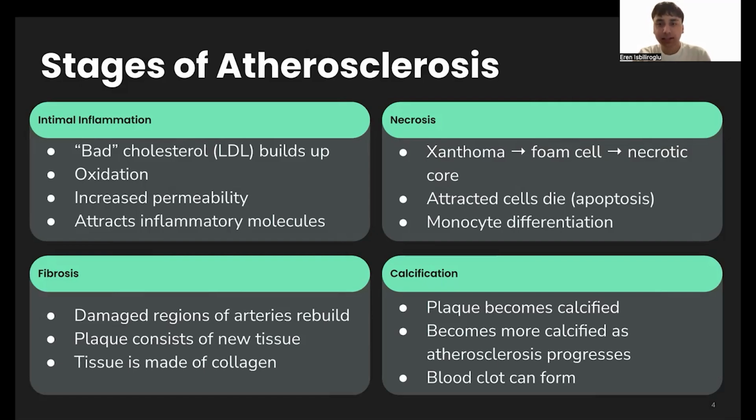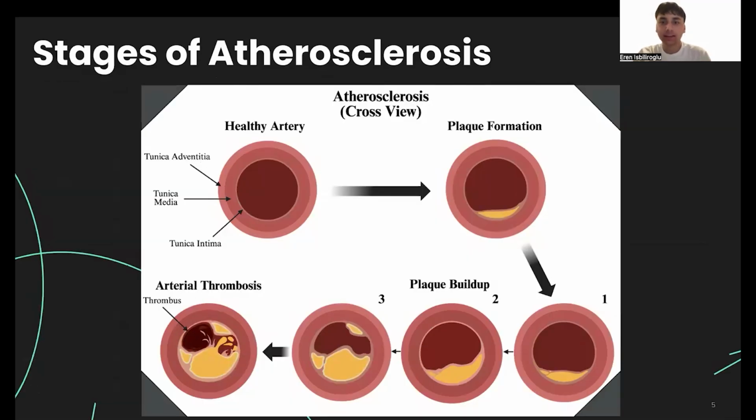Consequently, the damage to the artery makes it rebuild with tissue made of collagen, which contributes to the fatty characteristic of this disease. Finally, in people who've struggled with CAD for a while, the plaque can calcify and form a blood clot called a thrombus. Here's a diagram of the artery becoming progressively more blocked by the plaque, ultimately forming a thrombus. We can see as atherosclerosis progresses, the artery becomes more and more clogged.